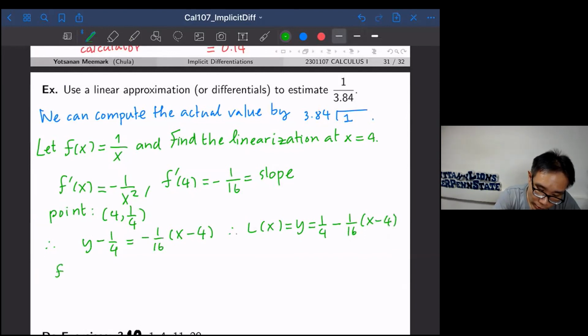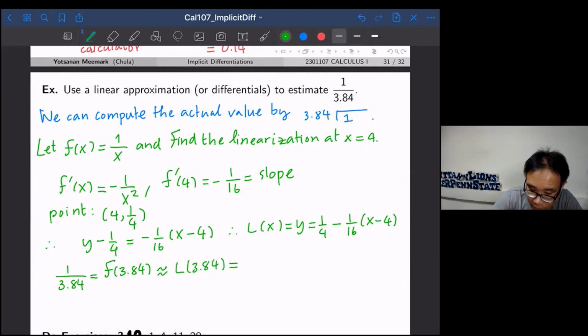And you want f of 3.84. Okay, so you need 3.84. So this guy will be, sorry, I should write it this way. It's going to be, you need 1 over 3.84. So f of 3.84 is about L at 3.84. So you get 1/4 minus 1/16 times 3.84 minus 4.